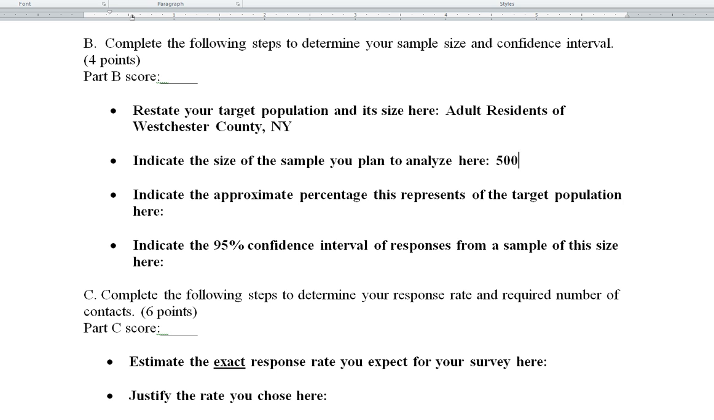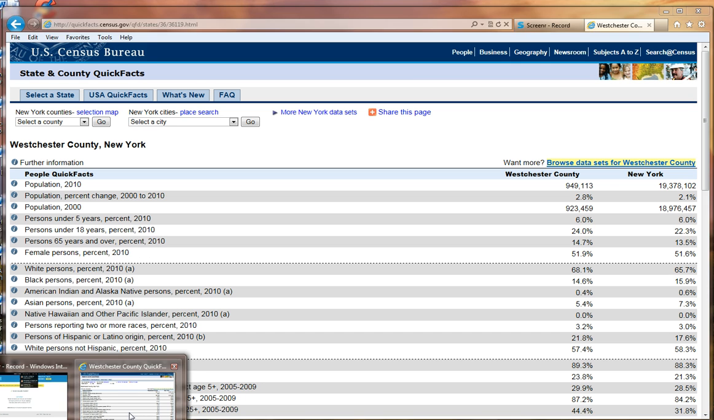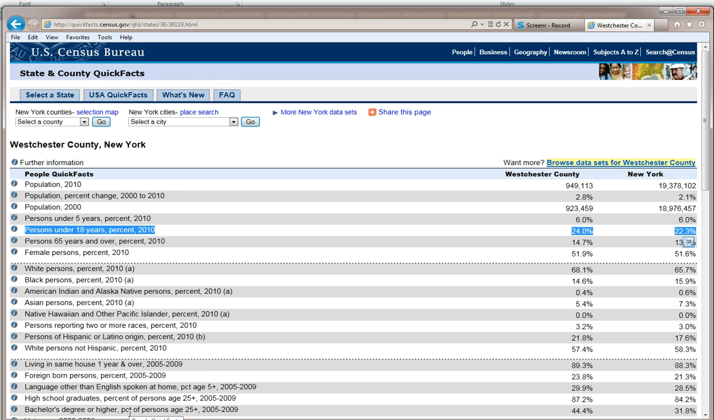Now, this next step asks me to indicate the approximate percentage that this represents of the target population. Now, I'm sure all of you have memorized the adult resident population of Westchester County, New York, but fortunately, earlier in Module 2, we learned about the census, and we could actually figure this out. So let's go to the census. We have it right here.